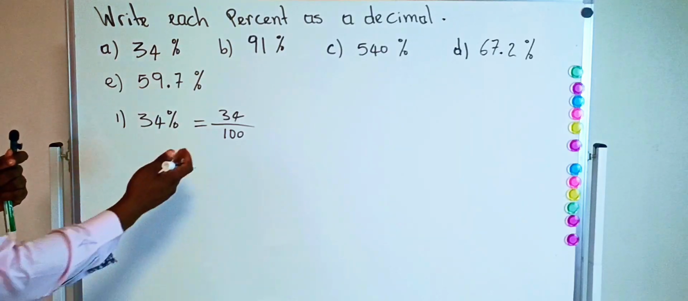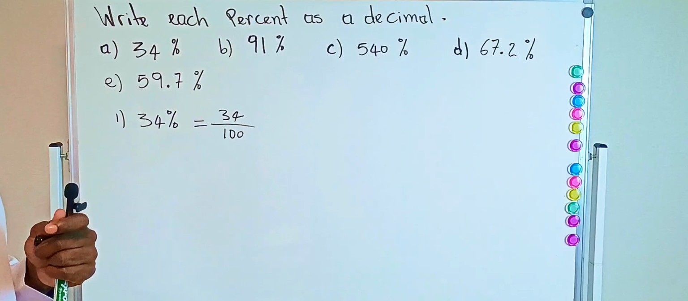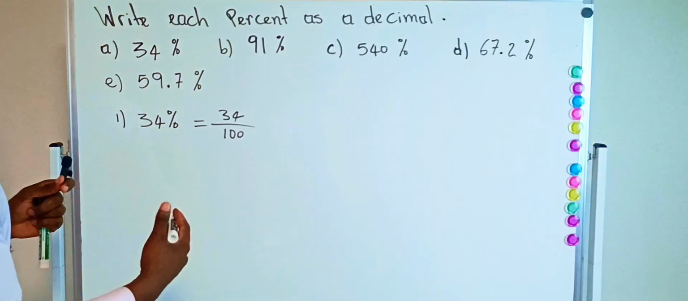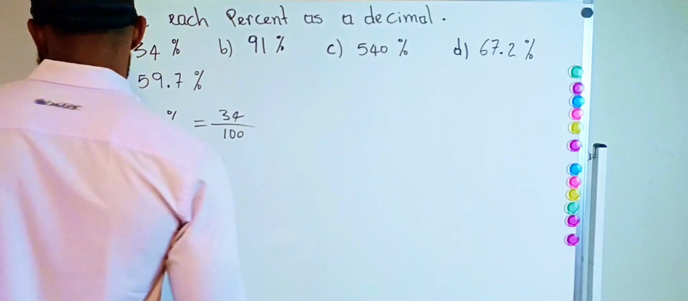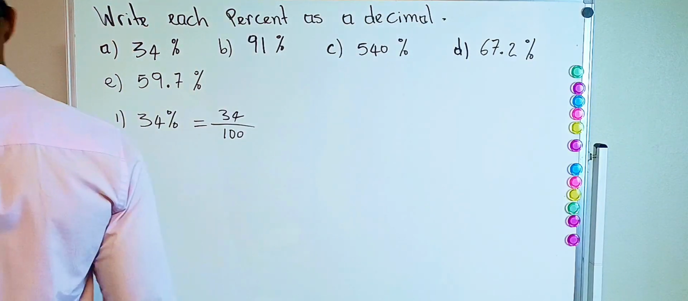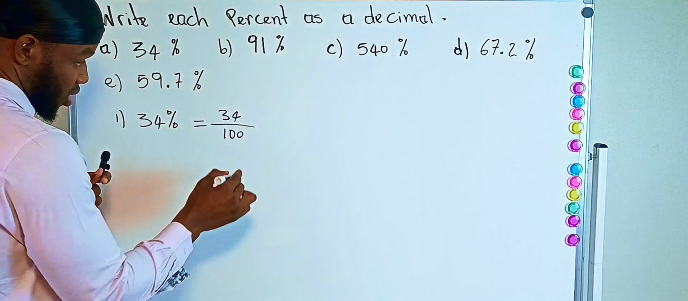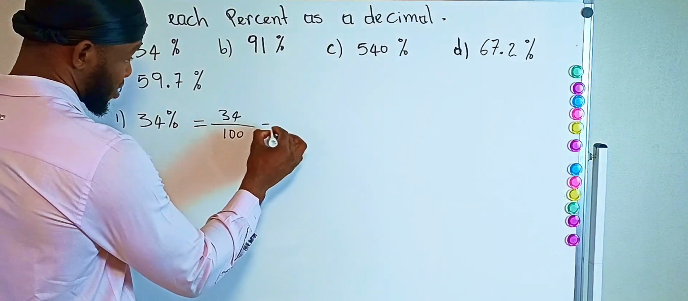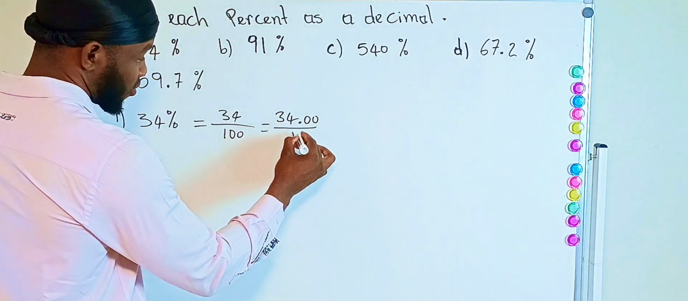So since you have this one, it's easy. It's like you have a division to do. When you divide by a power of 10, you move the decimal point 2 times to the left. So it's going to be like that. I got 34 divided by 100. It's the same as 34.00 over 100.